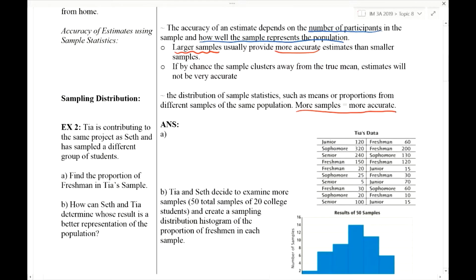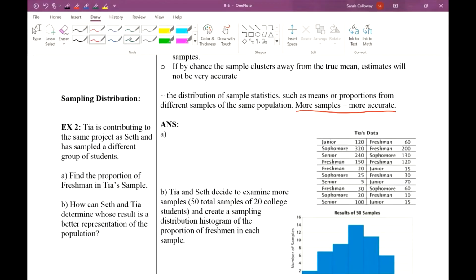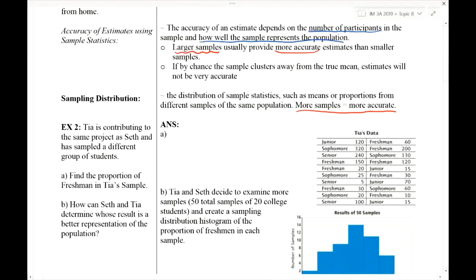So in example 2, Tia is contributing to the same project as Seth and has sampled a different group of students. So Tia has the same questions. She's asking students, and we're going to look at first the proportion of freshmen in Tia's sample.